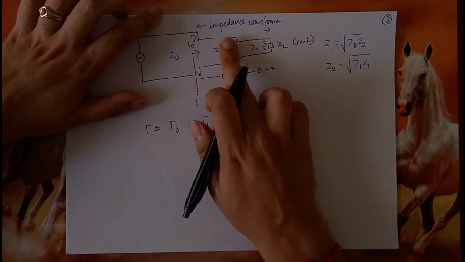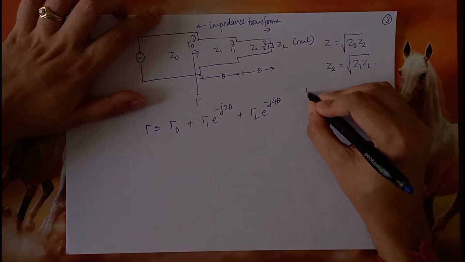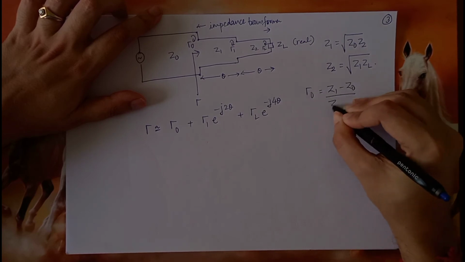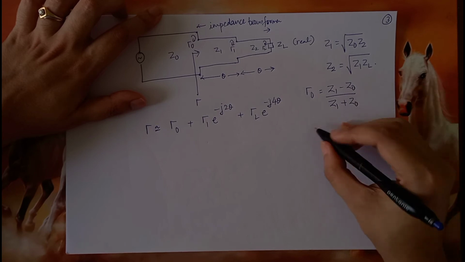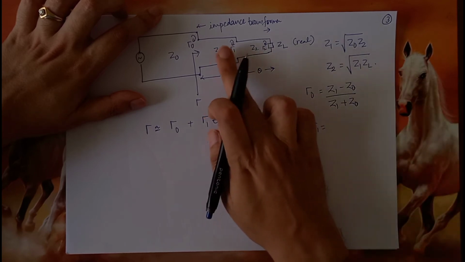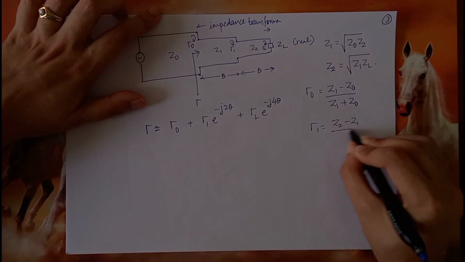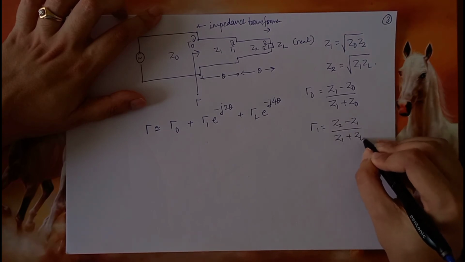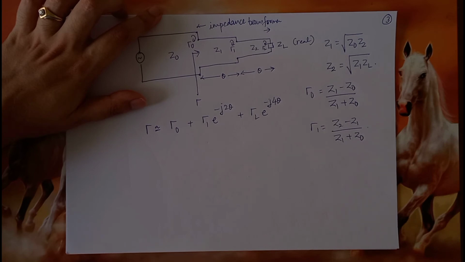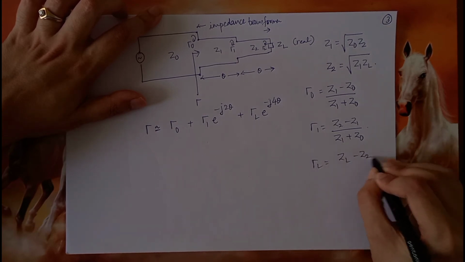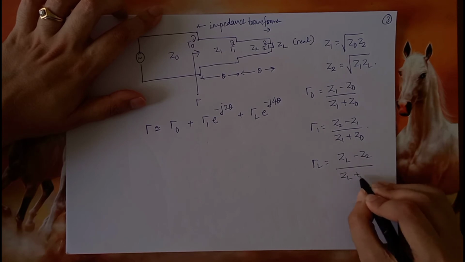And how do we define these individual reflection coefficients? Gamma 0, as you know, is Z1 minus Z0 divided by Z1 plus Z0. Gamma 1 now is equal to Z2 minus Z1 divided by Z1 plus Z0. And gamma L will be ZL minus Z2 divided by ZL plus Z2.